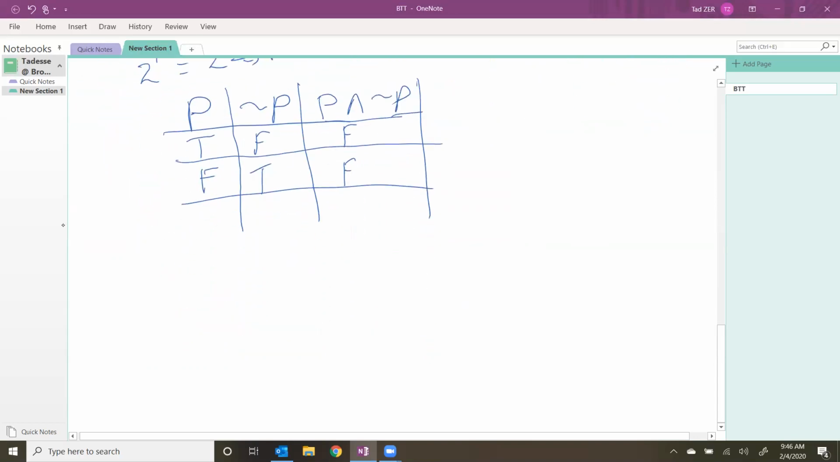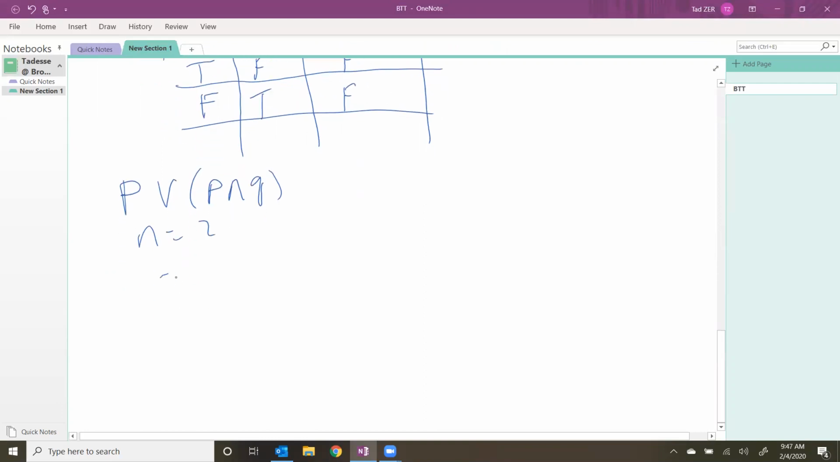So let's see if I have 2 variables. I want to find the truth value of P or P and Q. In this case, you see that I have 2 variables, P and Q. So n is 2. If n is 2, the number of rows should be 2 to the power of 2. 2 to the power of 2 means what? 2 times 2, which is 4.